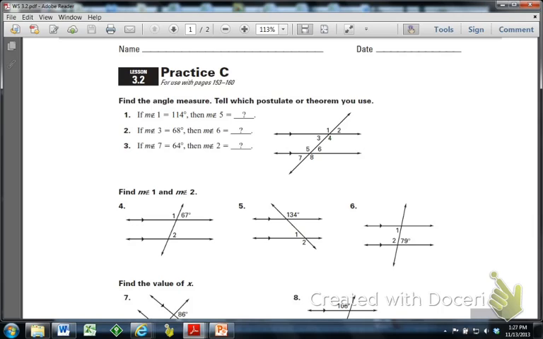That's number one. Obviously, since 1 and 5 are corresponding angles, angle 5 is going to be equal to 114 degrees. And it says tell what postulate or theorem you use. So right here, this is corresponding angles are congruent. Oops, that's not quite right. Corresponding angles are not congruent if the lines are parallel. Corresponding angles are congruent. And you might think that's being nitpicky, but if the lines aren't parallel, then the angles aren't congruent. So that's part of the theorem.